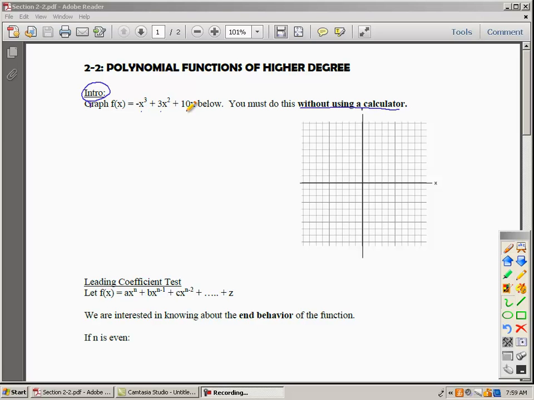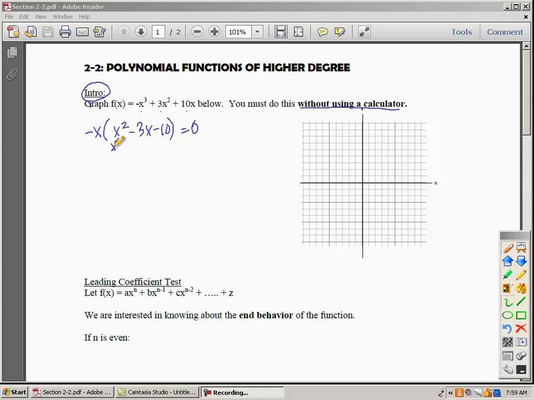And if you notice, you can take an x out of all of them, but the leading coefficient, that leading number, is a negative, so I'm going to pull the negative out as well. So if I take a negative x out, then I'm left with x squared minus 3x minus 10. And I'm going to try and find the zeros so that I can put the zeros on this graph and then kind of graph the general shape of the function.